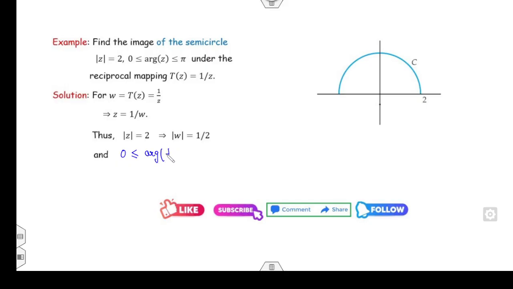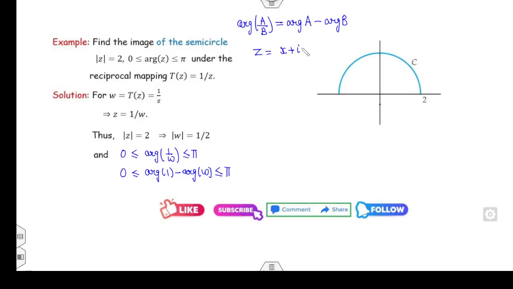What is the value of z? It is 1 over w, which is less than pi. And we all know the argument of a over b is the argument of a minus the argument of b. So I can write 0 less than or equal to argument of 1 minus argument of w is less than or equal to pi. For any complex number x plus iota y, the argument of z is tan inverse of y over x.